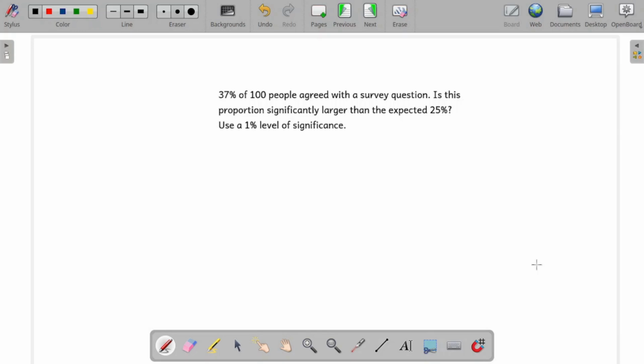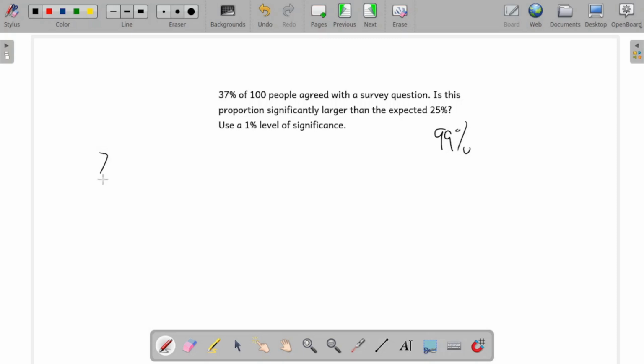This is the corresponding confidence interval for the previous video with the hypothesis test for the one sample proportion. Just to revisit the question, we have 37% of 100 people agreeing with the survey question, and we want to know if this proportion is significantly larger than the expected 25%. So instead of using a 1% level of significance here, I'm going to use a 99% confidence interval. So the two things won't be exactly the same, but they will be very close.